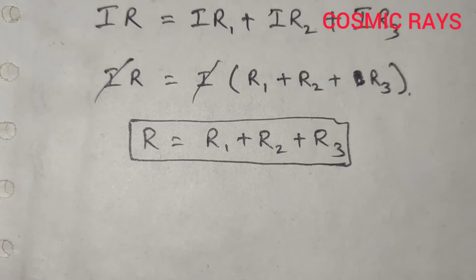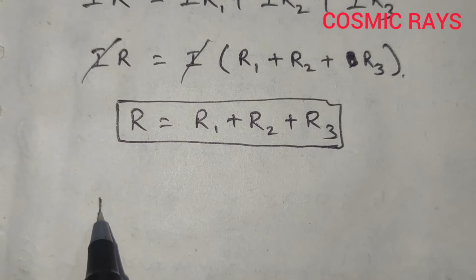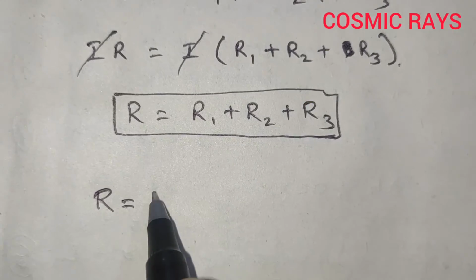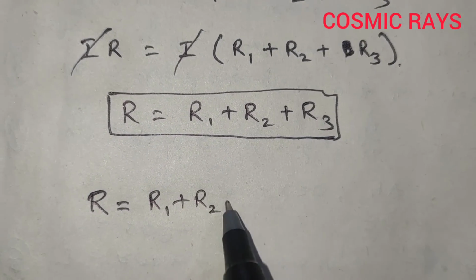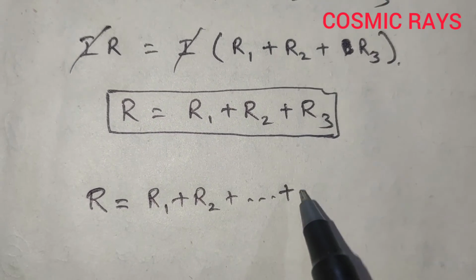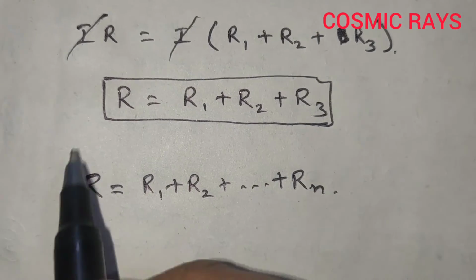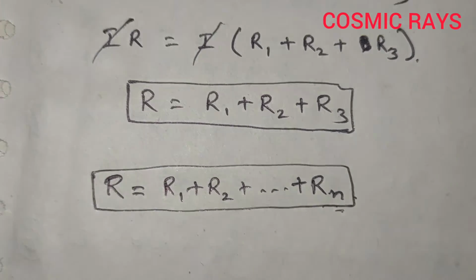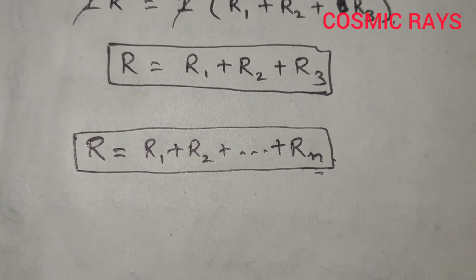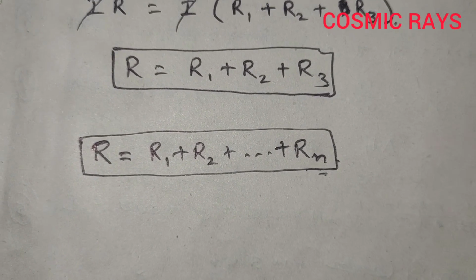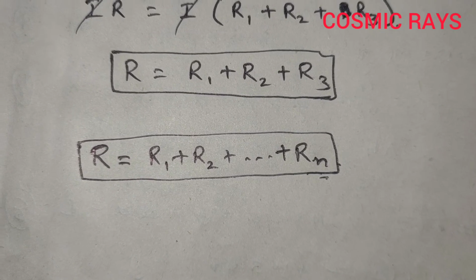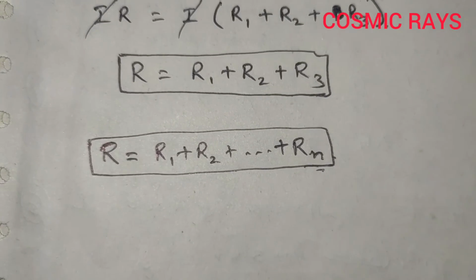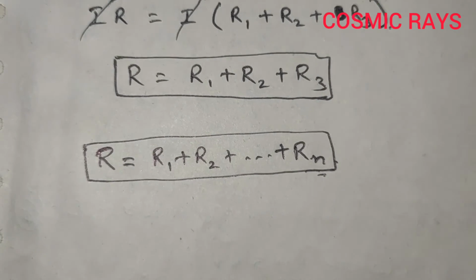Now if there are n number of resistances, then the overall resistance for a series circuit will be given as R1 plus R2 plus R3 plus R4 up to Rn. Now this is a very important formula for numerical purposes, which we will be using in the next AV when we deal with the numericals based on the series combinations of the resistors.